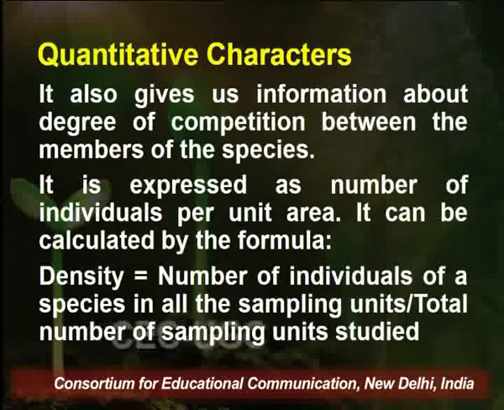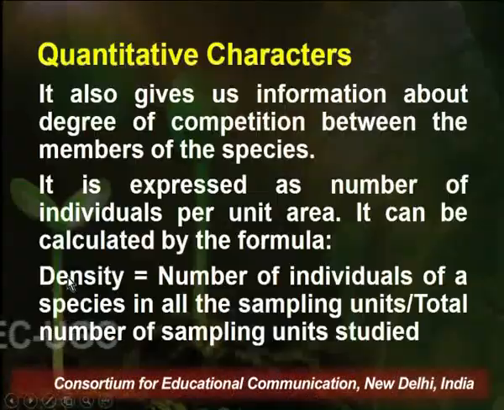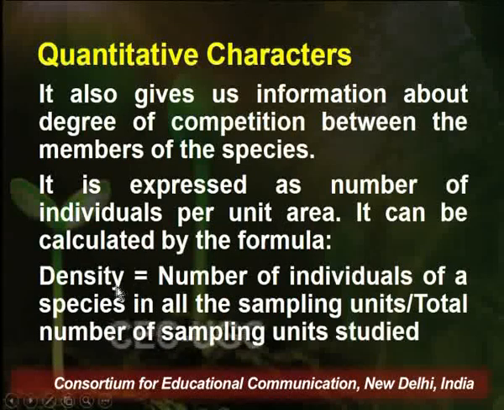It also gives us information about the degree of competition between the number of species, and it is expressed as number of individuals per unit area. We can calculate this by using this formula. The formula as shown in the slide is density, where density can be calculated by the number of individuals of a species in all the sampling units divided by the total number of sampling units studied.